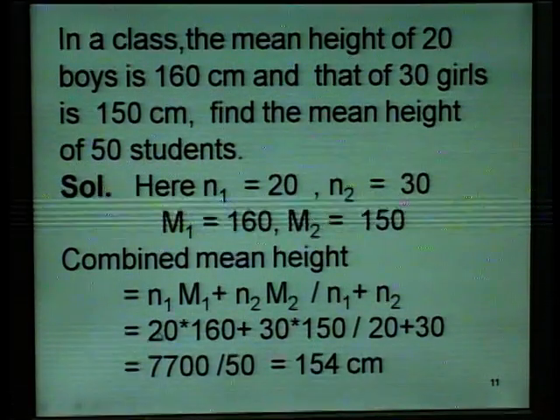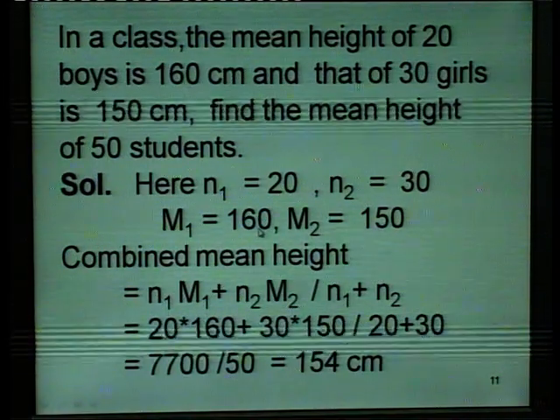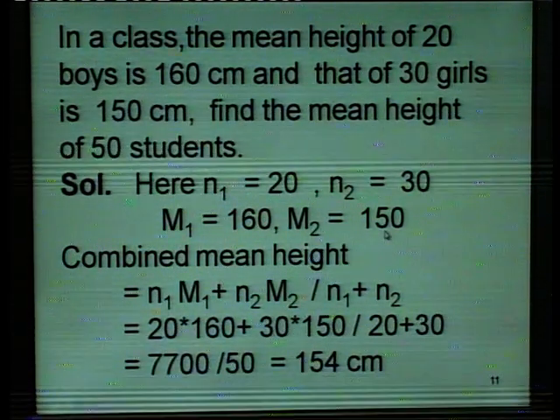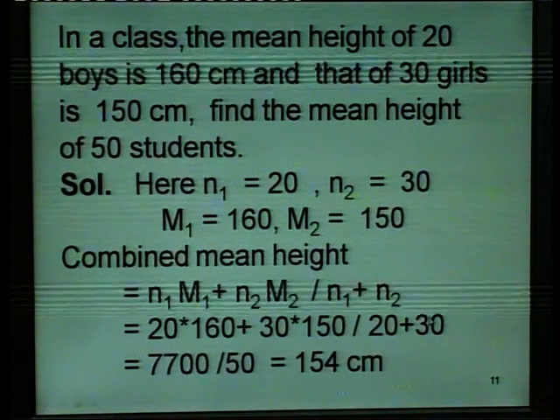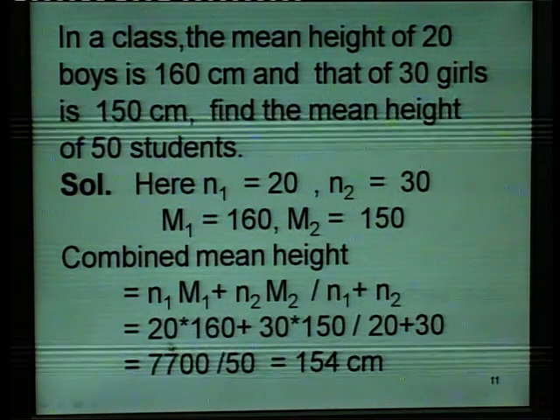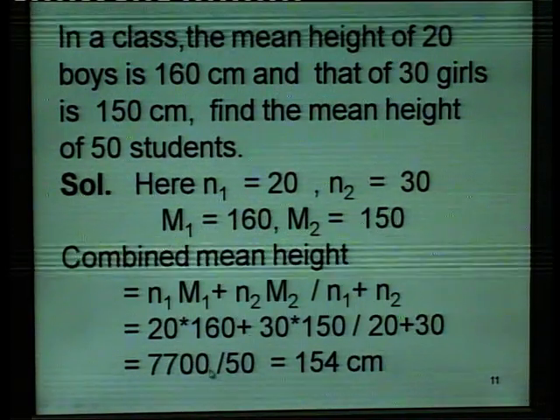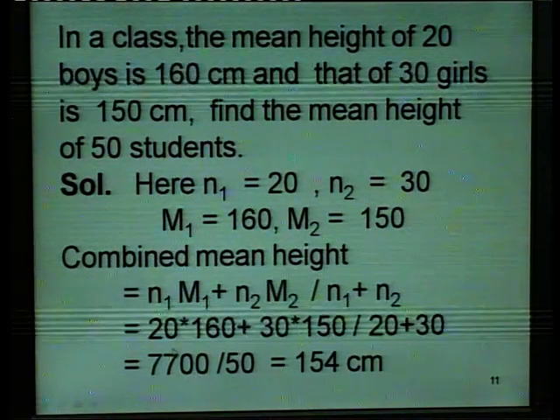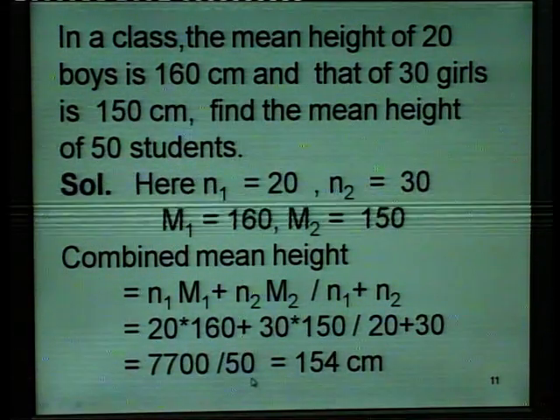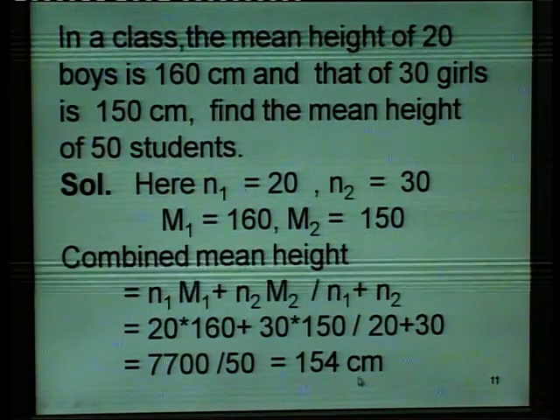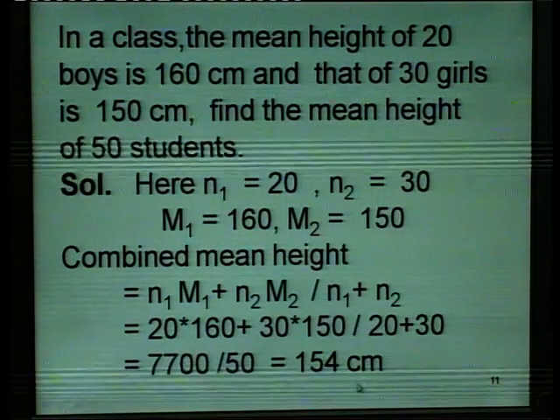So combined mean height is number of observations into mean plus number of observations into mean, divided by sum of observations, that means 20 plus 30. Now we multiply and then add: 20 into 160, 30 into 150, multiply and then add. We come up with 7700. This is the sum of observations, divided by 50, the number of observations. After dividing we will get 154 centimeter. That means combined mean height of 50 students is 154 centimeter.